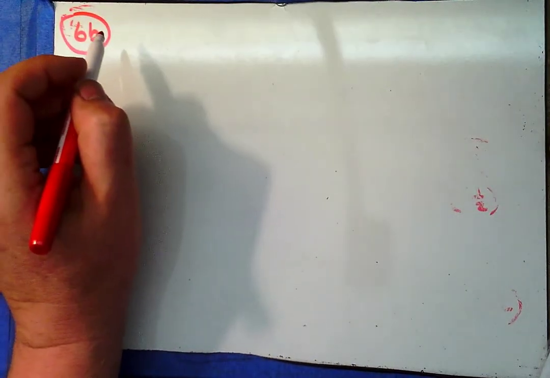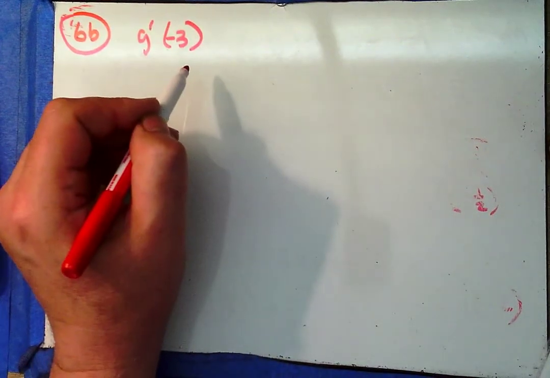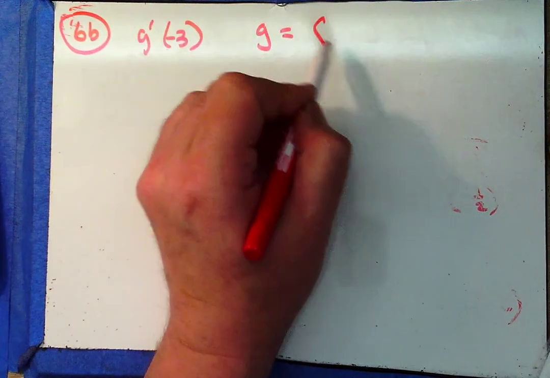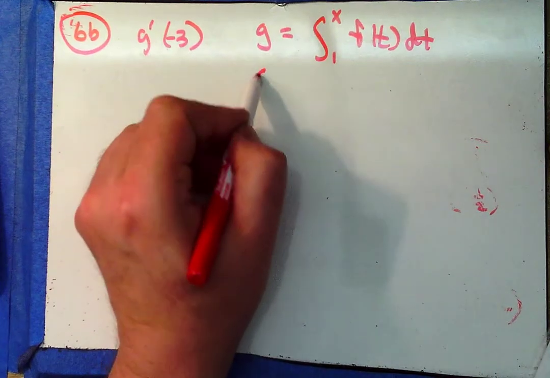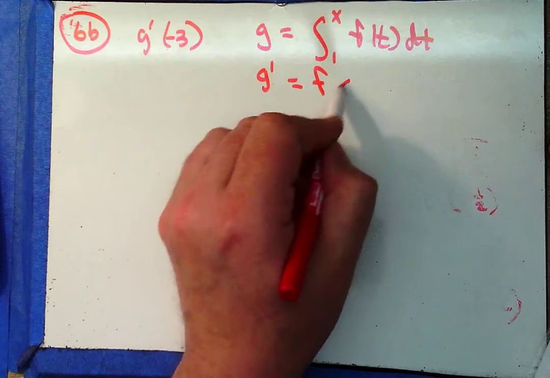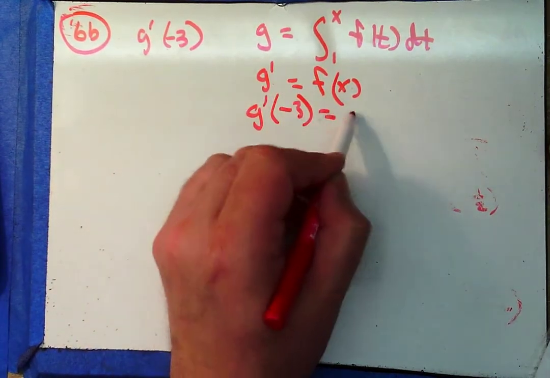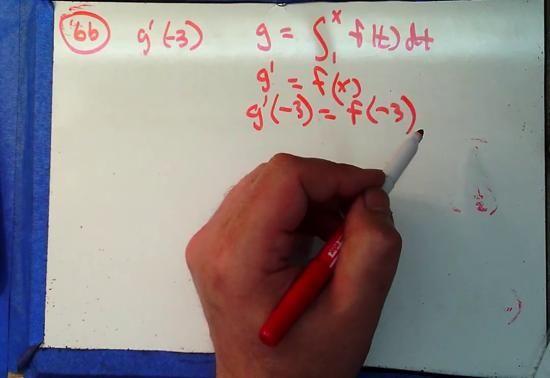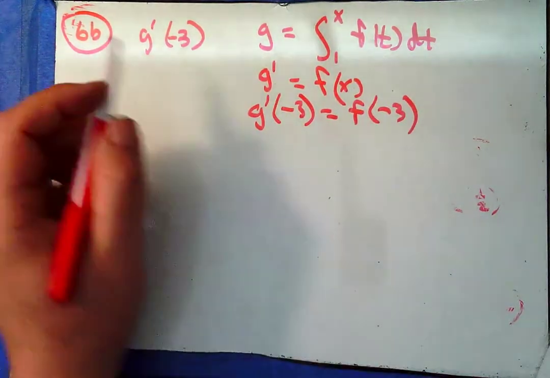6b says g prime of -3. Well, I'm told that g of x equals the integral from 1 to x of f of t dt. And using FTC part 1, I know that g prime equals f of x. So g prime of -3 equals f of -3. F of -3, according to this graph, I don't know. I've got to write the equation of another line.